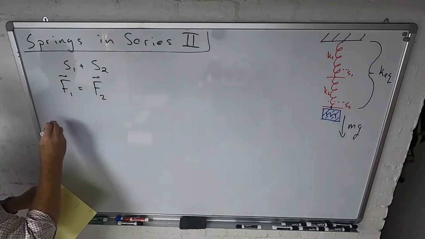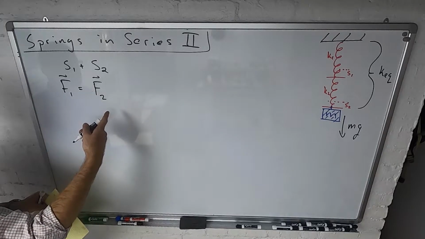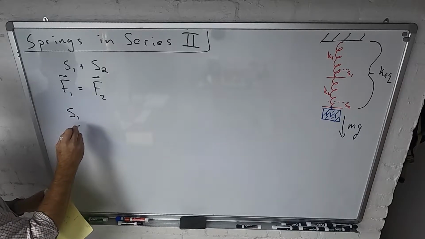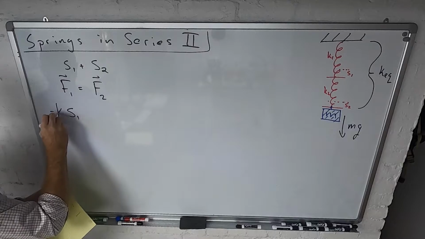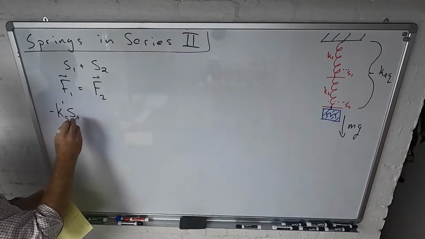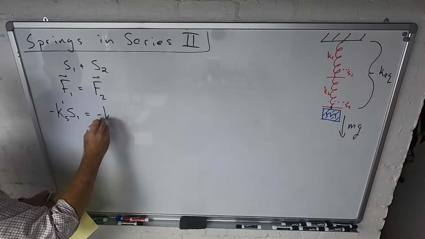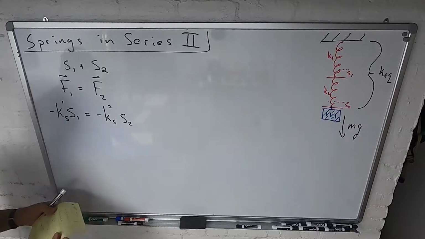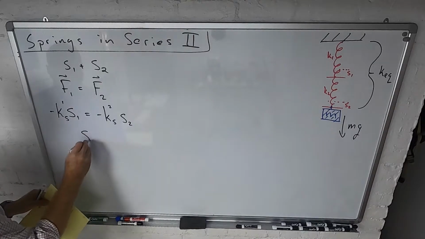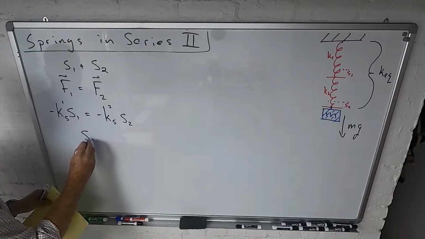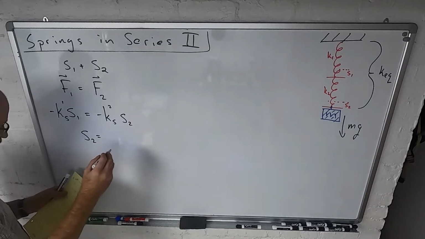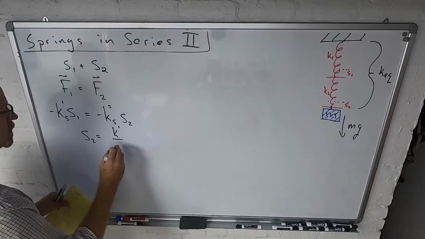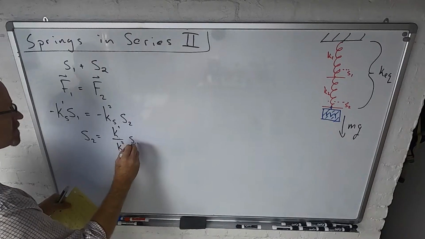And so what that allows me to do is equate the spring constant times the stretch for each individual spring. So I can say that minus K1 times S1 is equal to minus K2 for spring 2 times S2. And so that allows me to write everything in terms of either S1 or S2. So S2 is equal to K1 over K2 times S1.